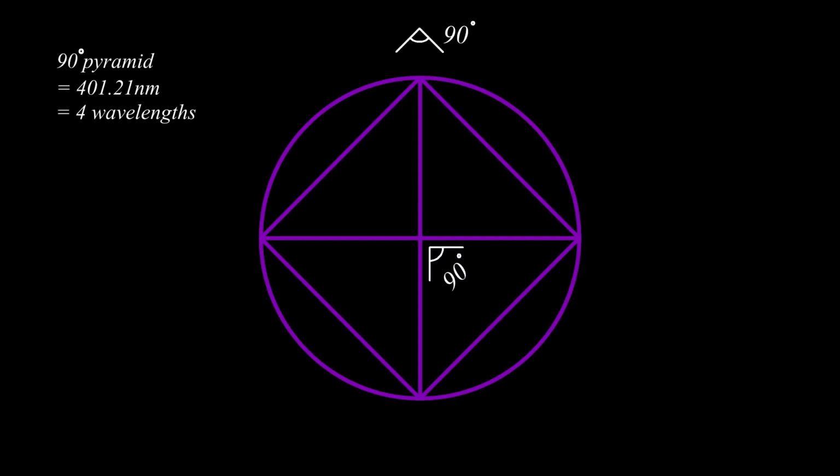So in conclusion, we know that a 45-degree pyramid has a minimum wave count of 8, and a 90-degree pyramid has a minimum wave count of 4. These systems are the lowest wave count practically possible in regards to pyramid application, and are the foundations of how all other pyramids are derived.